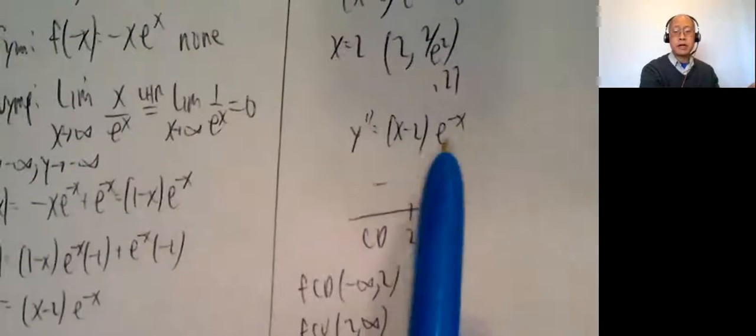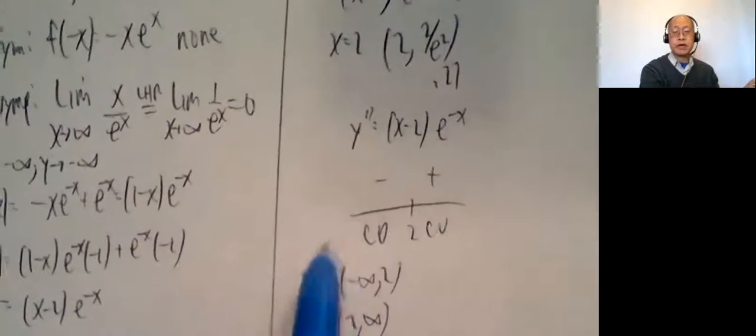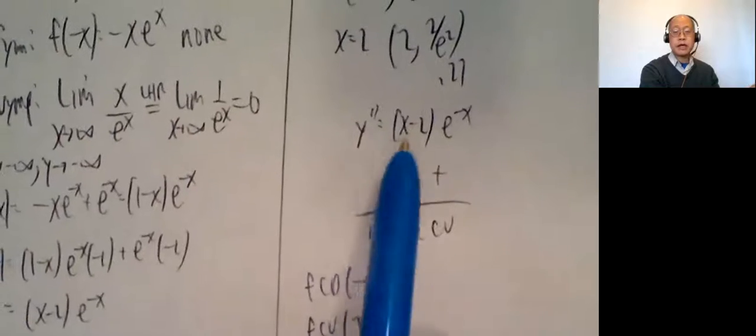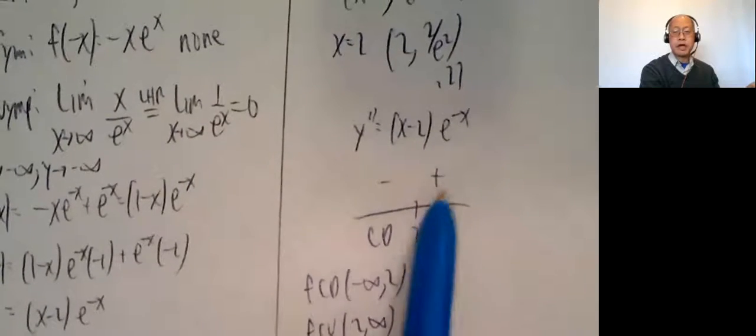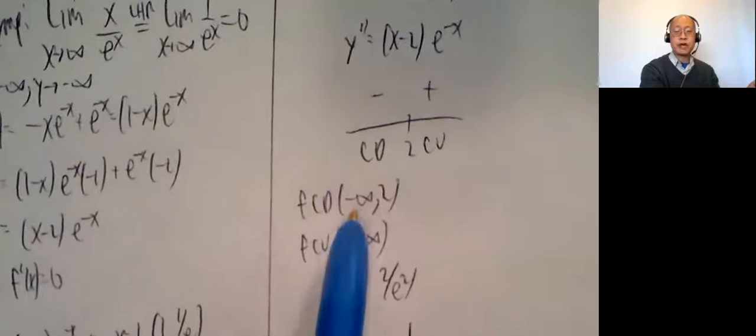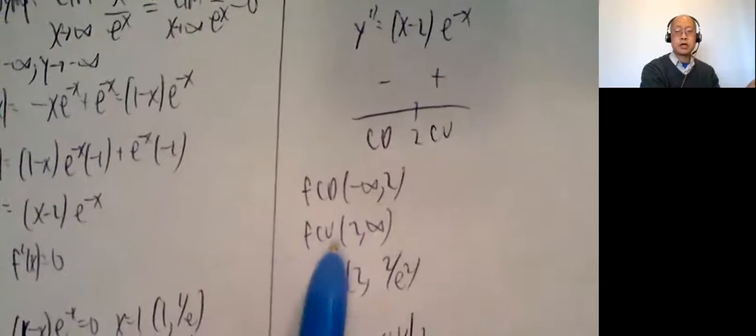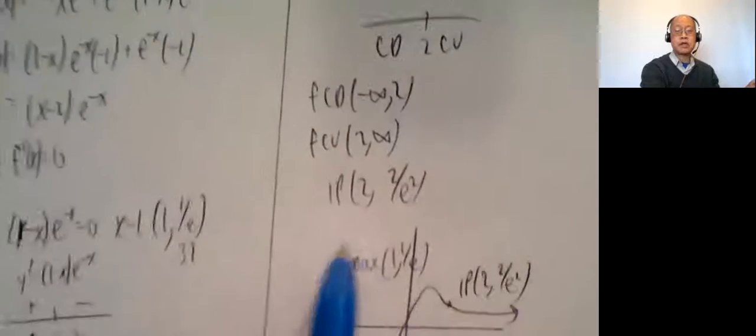Sign chart, again, keeping in mind e to the negative x is always positive. If I plug in 0, I get a negative. If I plug in 3, I get a positive. So concave down, concave up. So f is concave down from negative infinity to 2. F is concave up from 2 to infinity. So my inflection point is 2 comma 2 over e squared.